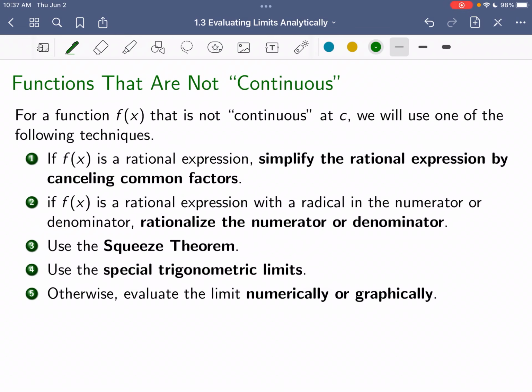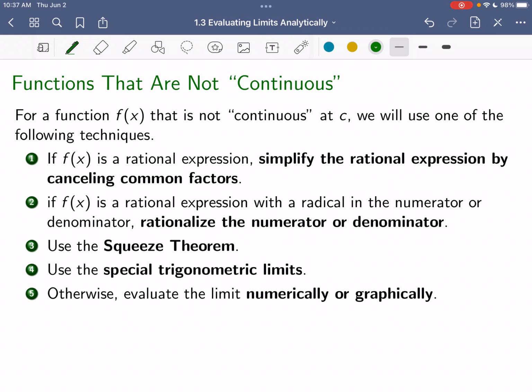In this video, we're going to look at how we go about evaluating limits of functions that are not continuous at some point. How do we find the value of the limit at that point at which it's not continuous?